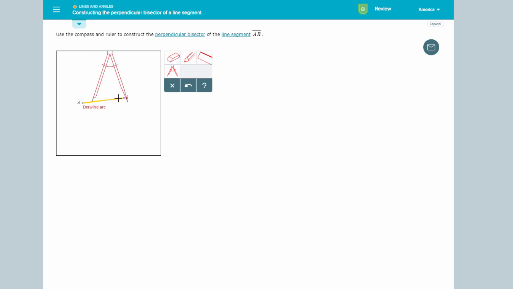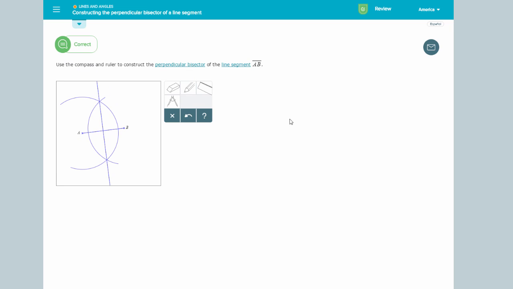Just to go through the process again, set my compass at some width that's more than half the length of AB. Draw an arc centered at A. Draw an arc centered at B. Notice that they cross in 2 places. Set my ruler at each of the places where they cross. Draw the line. That's my perpendicular bisector. Check. And indeed, that's correct.